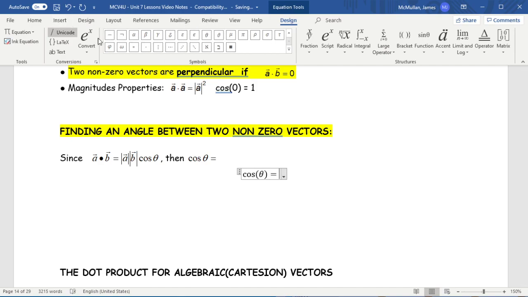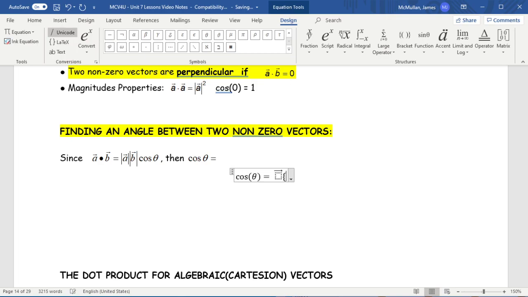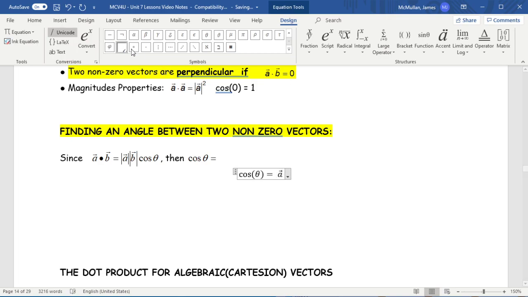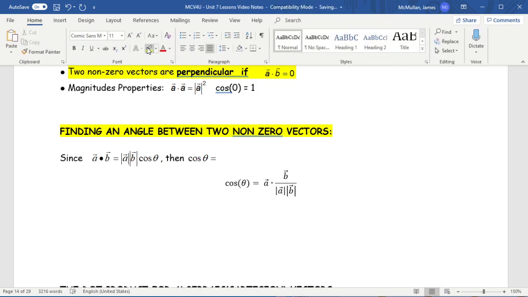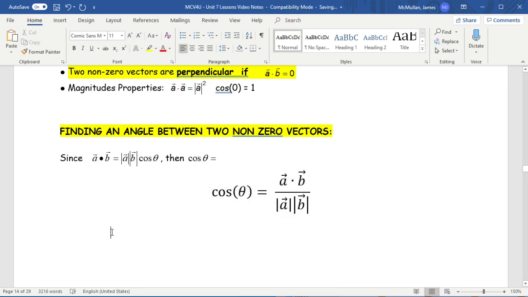Okay, cos theta is always going to be equal to vector A dot vector B, divided by magnitude A times magnitude B. I'll bring the A on top because I really want to make sure this is clear. This is also a very, very important formula, because this is how you get the angle of anything, again, in 2D or 3D.